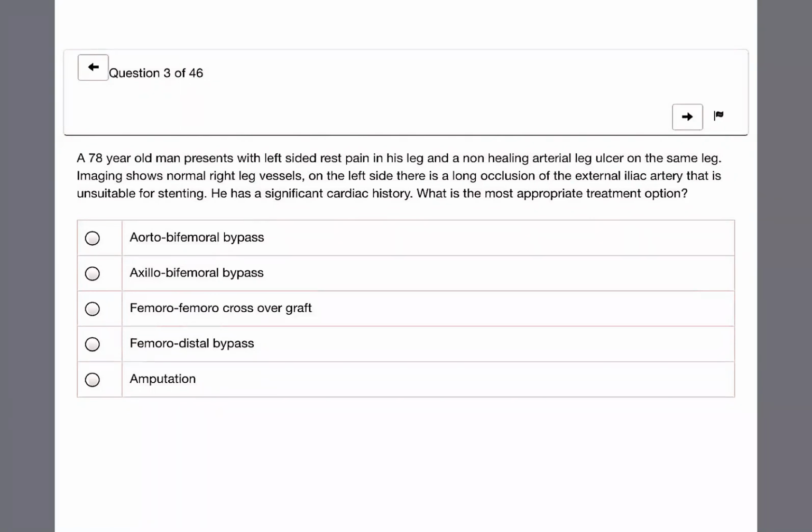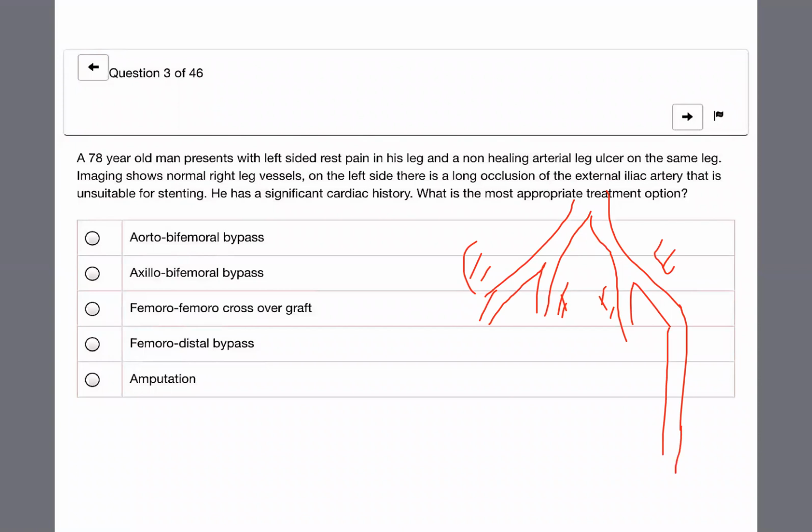Okay. Let's think together. So we have two types of bypass. Okay, let's do it simple like this. This patient has occlusion in the external iliac. This is internal, and this is external iliac. And then go for femoral. Okay. I have occlusion here in the external iliac, and I need to do a bypass surgery.